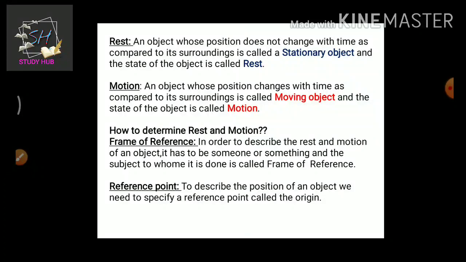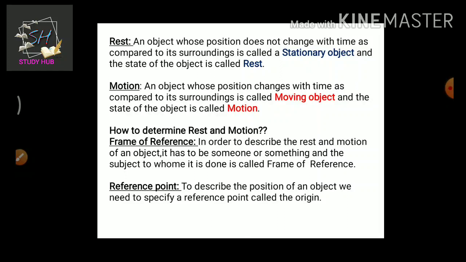Let's take an example. A simple example: suppose I am assuming that you are watching this video on your mobile and your mobile is placed on a table. So the mobile now is in a fixed position. That means the mobile is not moving. So here the state of this mobile is rest, and the mobile is a stationary object.